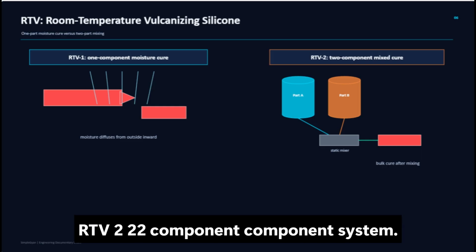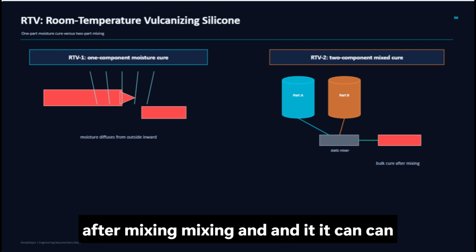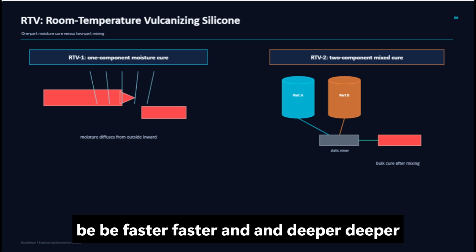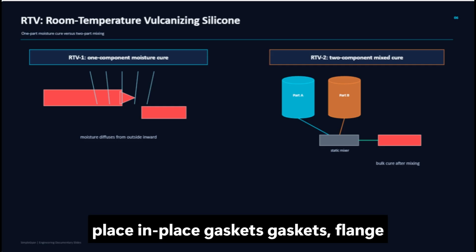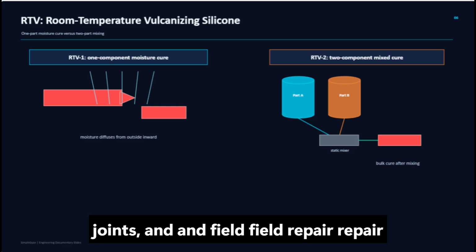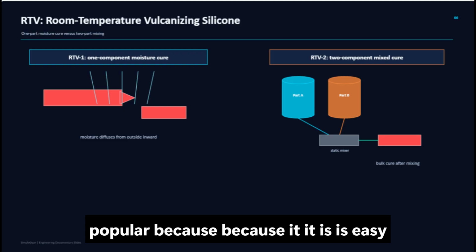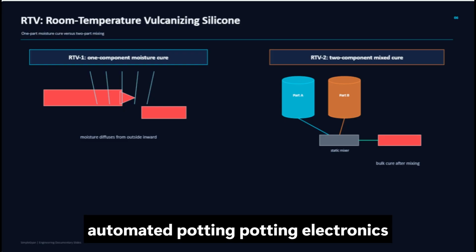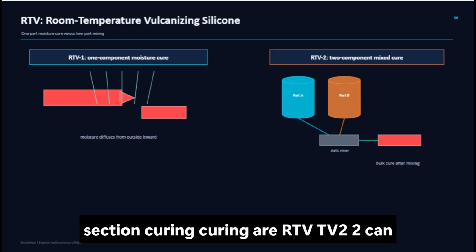RTV2, two-component system. Two parts are mixed before application. Cure starts after mixing, and it can be faster and deeper than moisture cure systems. For formed-in-place gaskets, flange sealing, oven joints, and field repair, RTV1 is popular because it is easy to use. For automated potting, electronics, large volume casting, or thick section curing, RTV2 can be preferred.